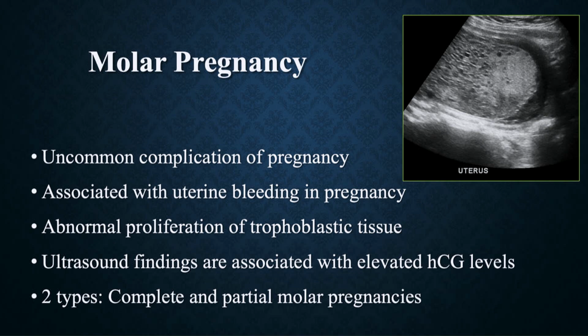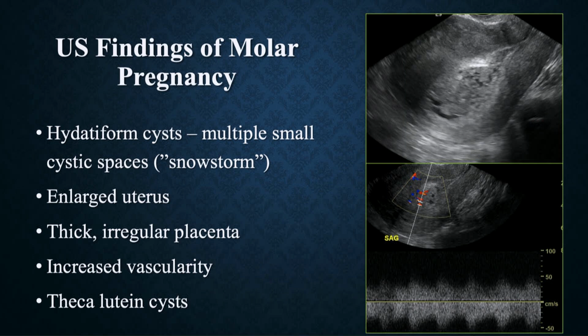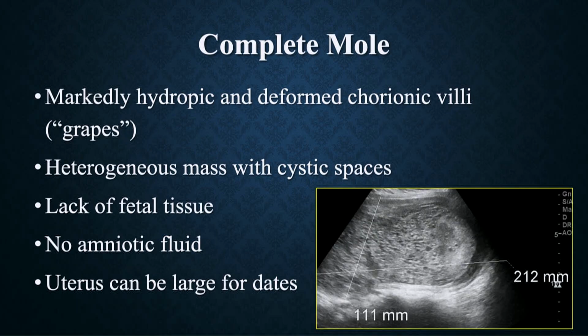And as you know, there's two types of mole. There's a complete mole and a partial mole. For the moles, we typically will see these cystic changes, right? The uterus is enlarged, endometrium is expanded with all of this tissue, and the placenta is irregular and thickened with increased vascularity. And as I mentioned, you'll see the theca-lutein cysts.